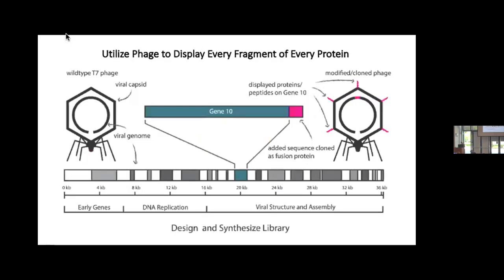In T7, gene 10 is the major capsid protein, and it's pretty amenable to introduction of an exogenous antigen, and that's basically what we end up doing in PhIP-Seq.